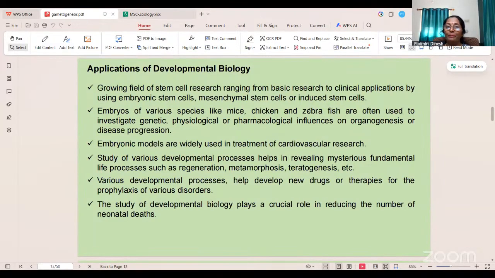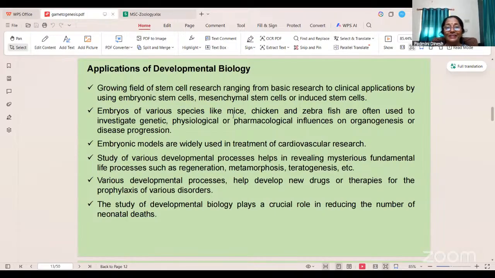Now, this ranges from basic research to clinical applications by using embryonic stem cells. Embryonic stem cells are more pluripotent, and they have the ability to grow into whatever you want them to grow, provided you give them the growth factors. And also you have mesenchymal stem cells and induced stem cells. So there are some problems which can be cured by these stem cells. So developmental biology helps in that.